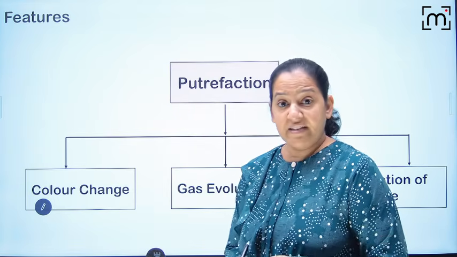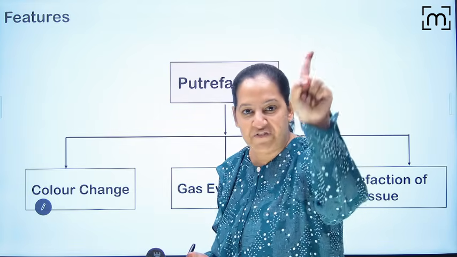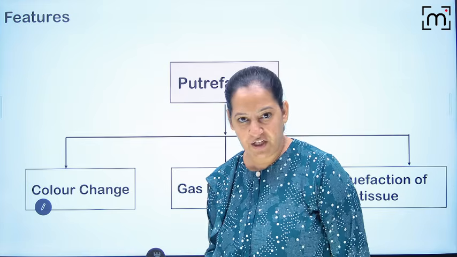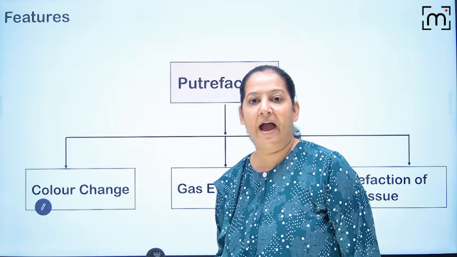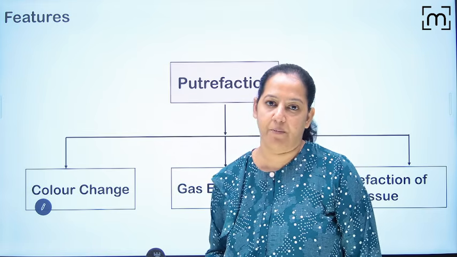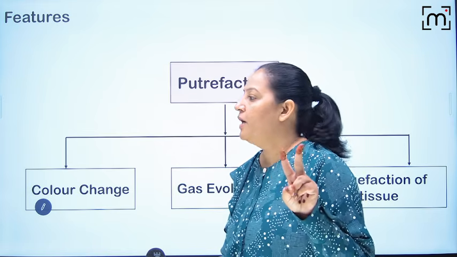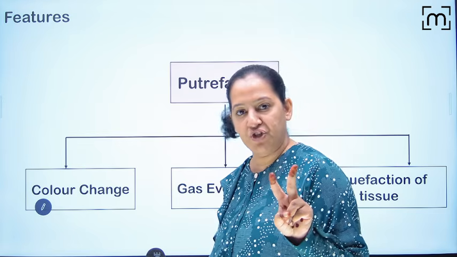So we are done with two things till now. You know the definition of putrefaction: it is bacterial destruction of the soft tissue and eventually the skeleton of the dead body. And you know the mechanism. You will be able to draw the flow chart of the mechanism.